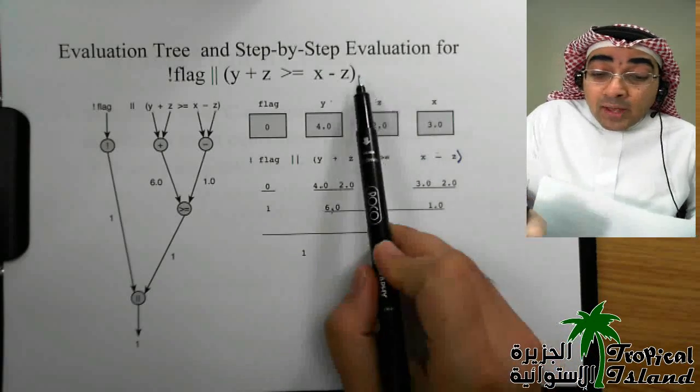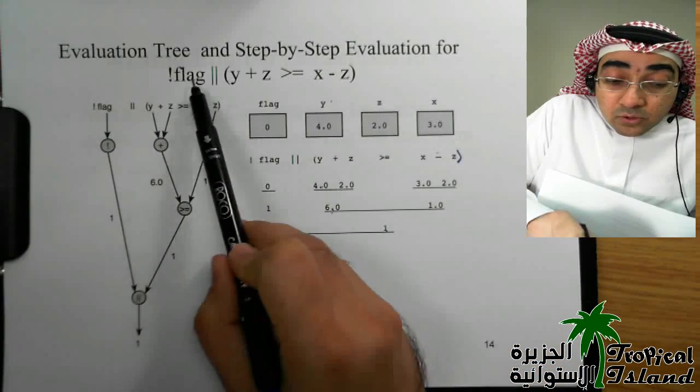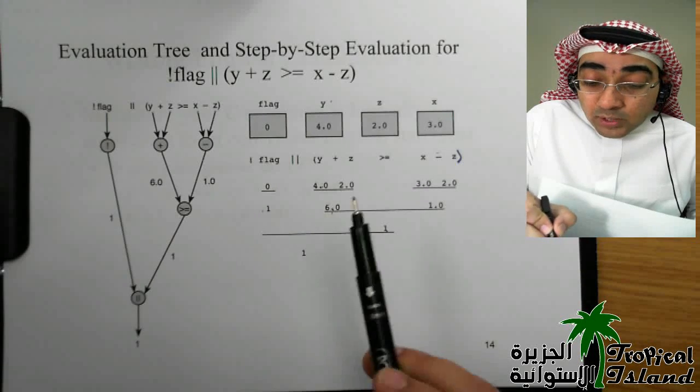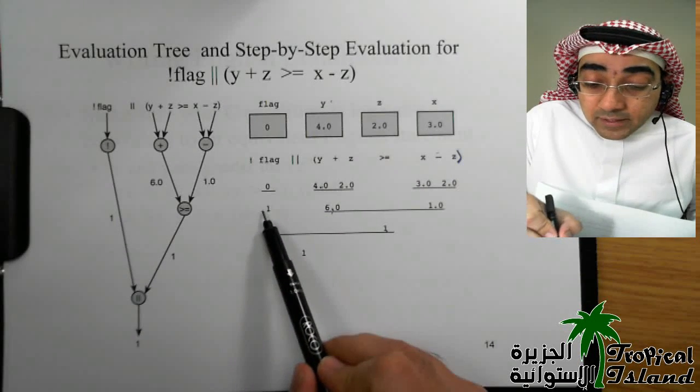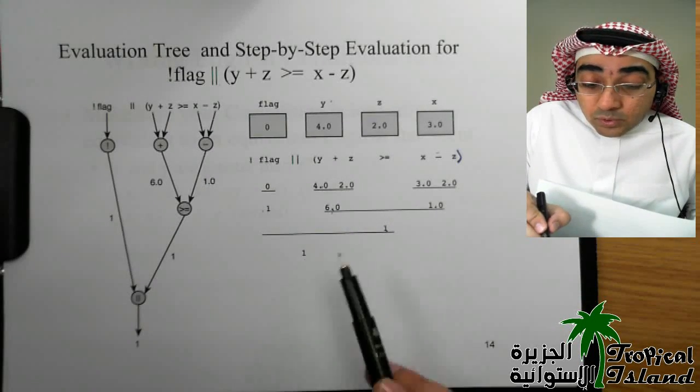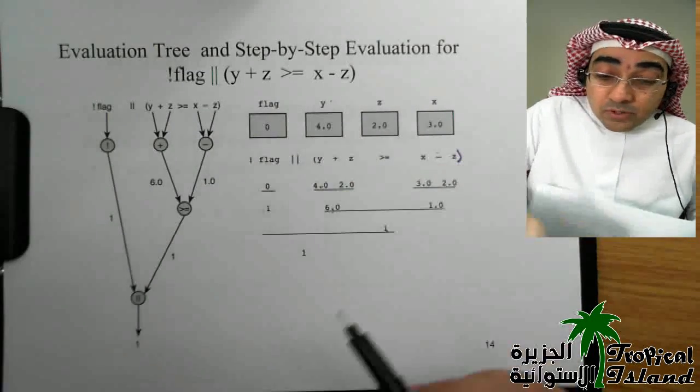Then we go by the order of precedence and do the not flag. The not flag, the flag was 0, the not flag will become 1. So not flag is 1, and then we have the or sign, 1 or 1 will become 1. So the result of this expression is 1.